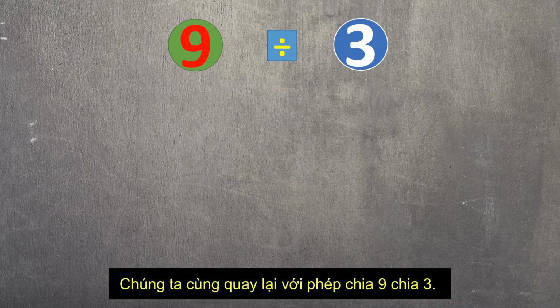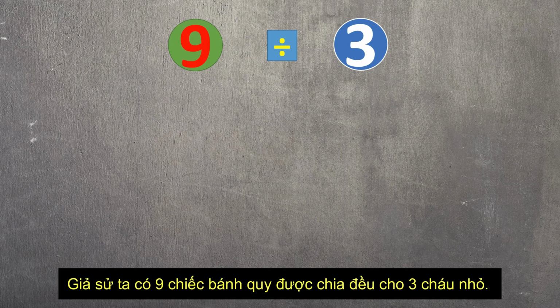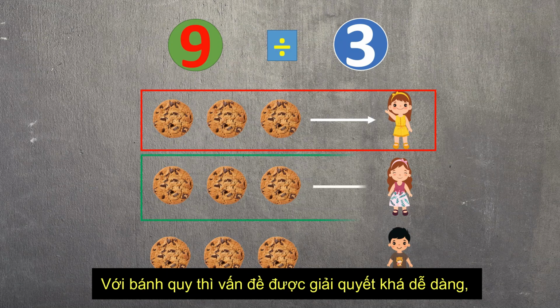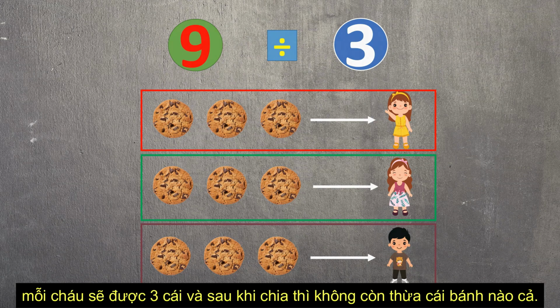Let's return to the division 9 divided by 3. We assume that there are 9 cookies being given equally to 3 children. With cookies, we can easily solve the problem. Each kid will receive 3 cookies and no cookies left after dividing.